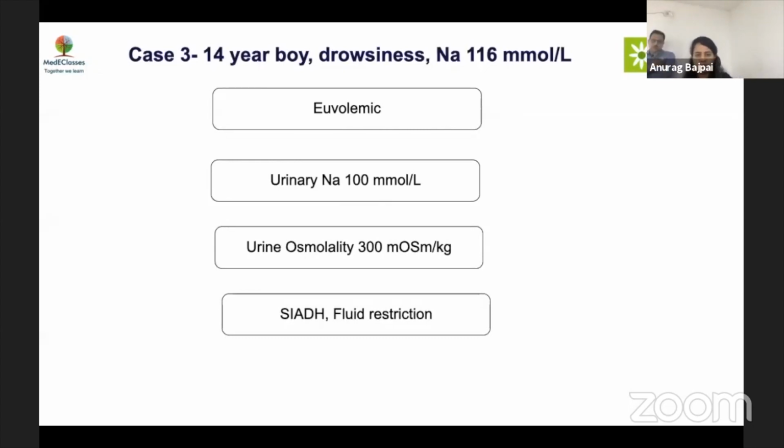Next, a 14-year-old boy with drowsiness and a sodium level of 116. Child was euvolemic. Urinary sodium was 100 and urine osmolality was 300. So based on the features of euvolemic hyponatremia and high urinary sodium, a diagnosis of SIADH was made and fluid restriction is started. So Dr. Chetan, do you agree with this management?